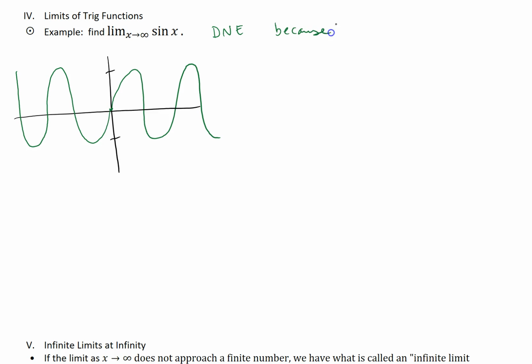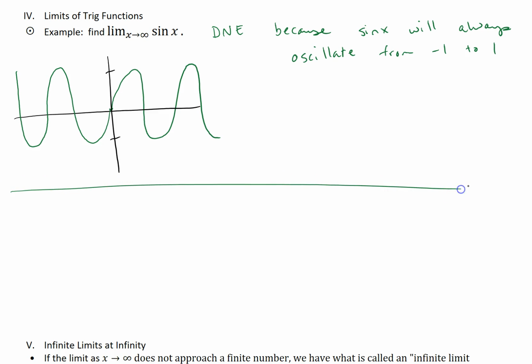because sine of x will always oscillate from negative 1 to 1. It's not going to approach a single number L. However, if you wanted to find the limit as x approaches infinity of something like sine of x over x, you could actually do that.